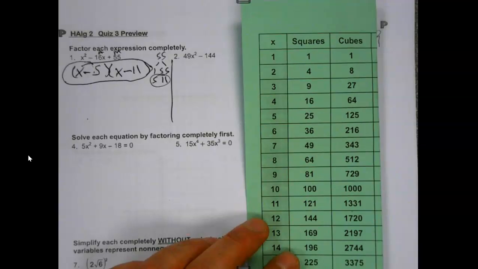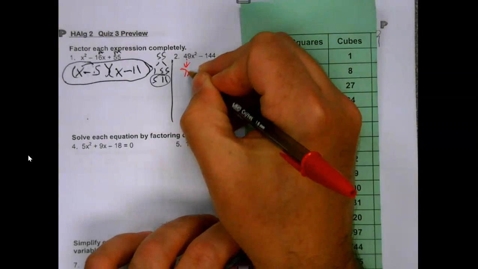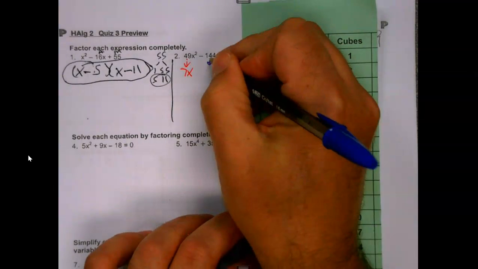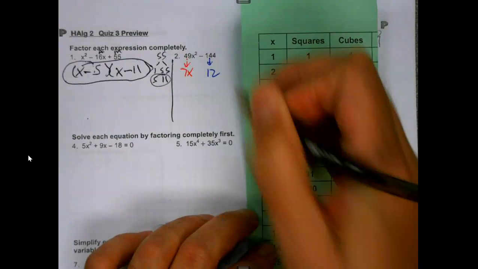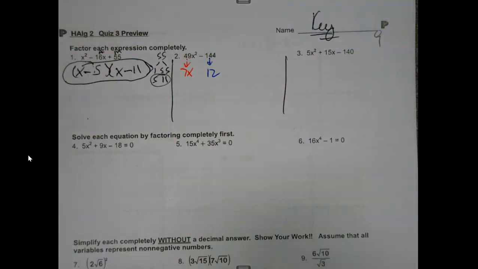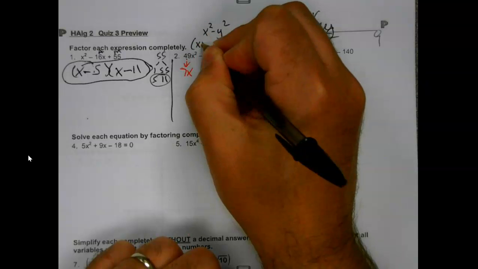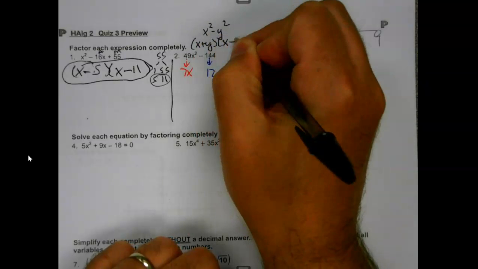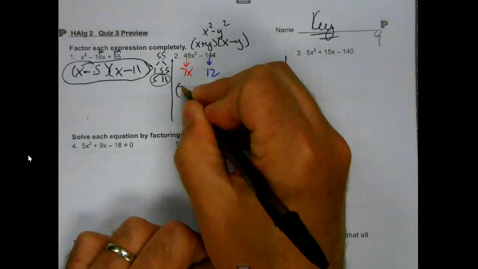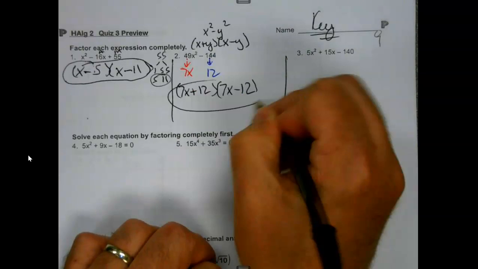Factor completely. We bust out the handy dandy chart. 49 is 7. Don't forget your x. 12 is 144. Again, just the number, not the sign. We take care of the sign in our form. First plus second, first minus second. We're good.